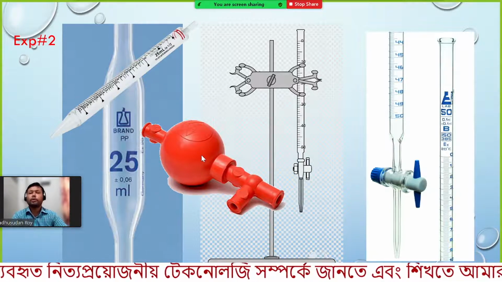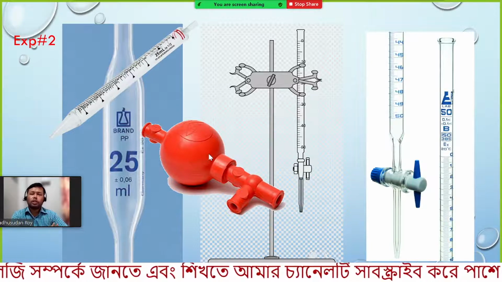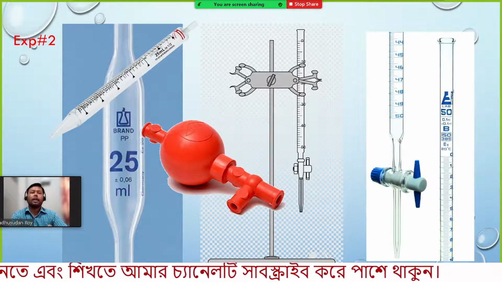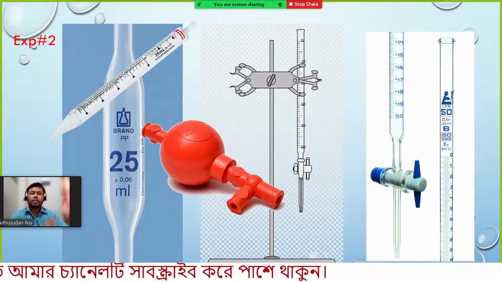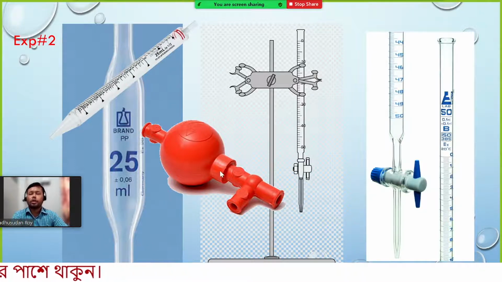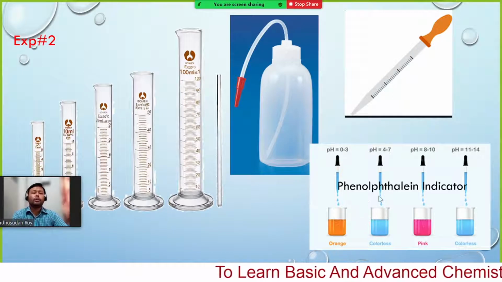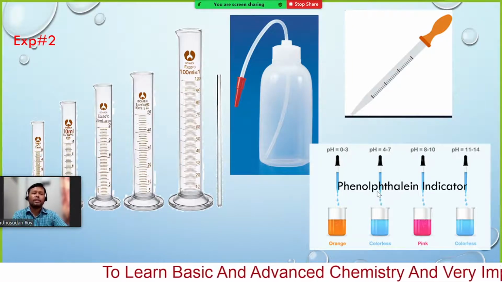Always use the pipette filler to fill your pipette, because most of the chemicals are very toxic and burning. So do not inhale using your mouth. Always use the pipette filler to fill the pipette. Then these are the measuring cylinders already mentioned. This is the wash bottle, and this is the dropper, and this is the phenolphthalein indicator. In the first experiment we do not need to use the phenolphthalein indicator. We will use the methyl orange indicator.